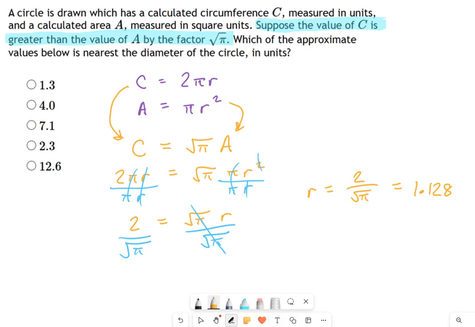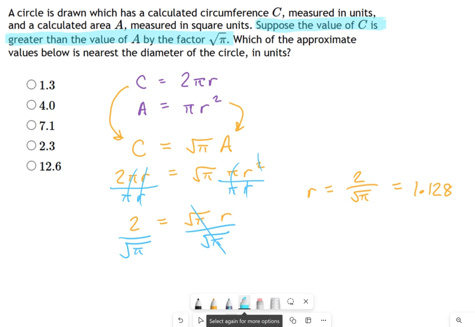Now, look what else this is asking. It's saying not what's the radius. This is kind of weird. 2 divided by square root of pi. Did I do something wrong here? Near closest to diameter. Well, times 2. Oh, these are out of order. How interesting. Okay.